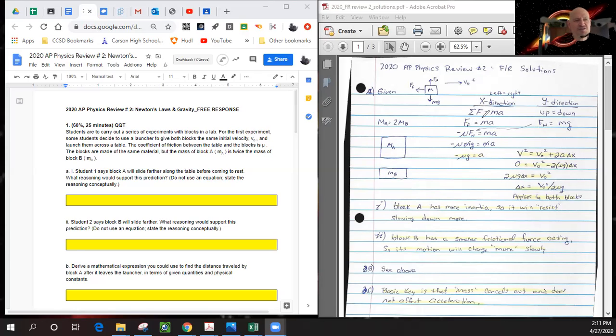Now up here is just my thought process, because it says to explain here, student 1 says block A will slide farther along the table before coming to rest. What reasoning would support this prediction? Okay, do not use an equation and state the reasoning conceptually.